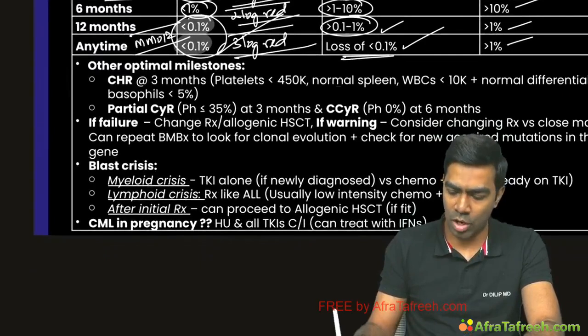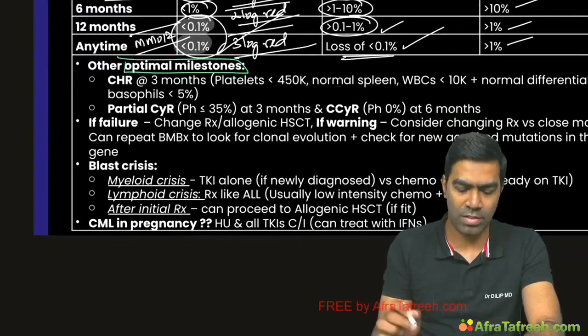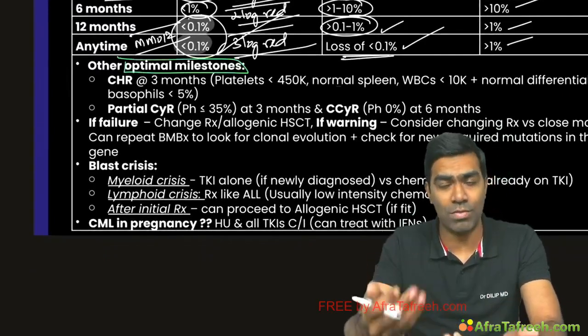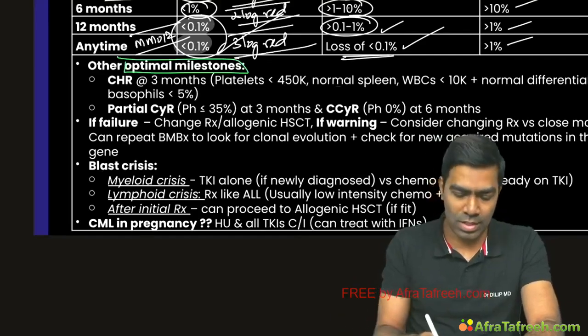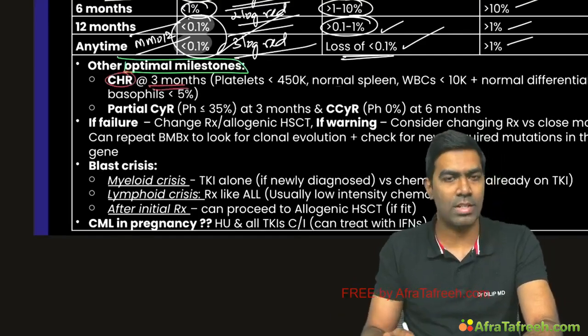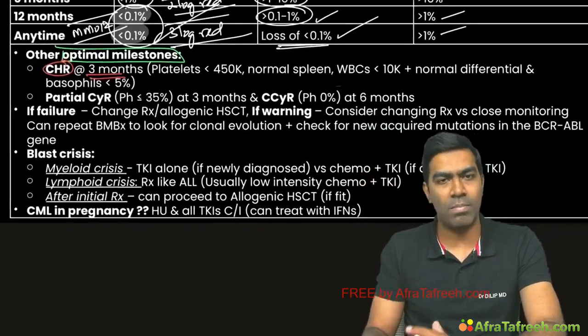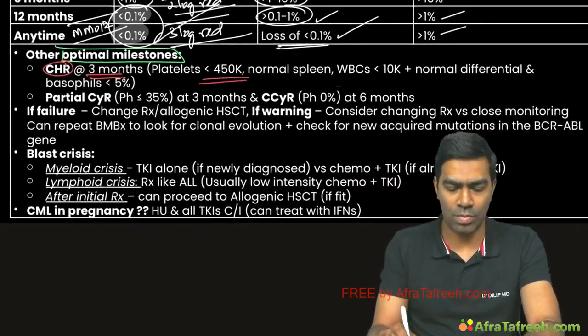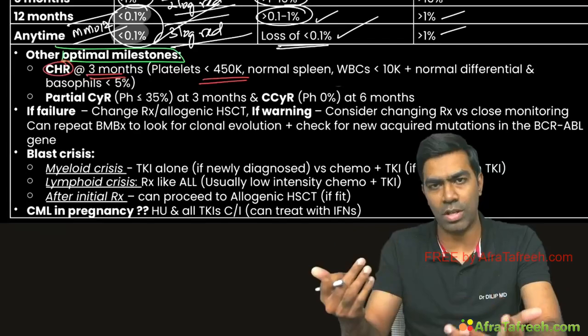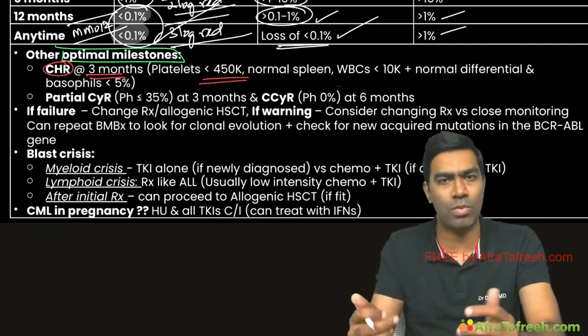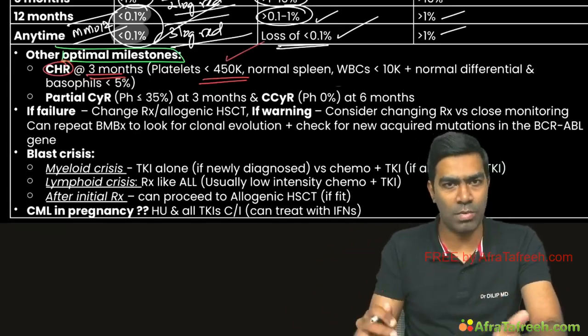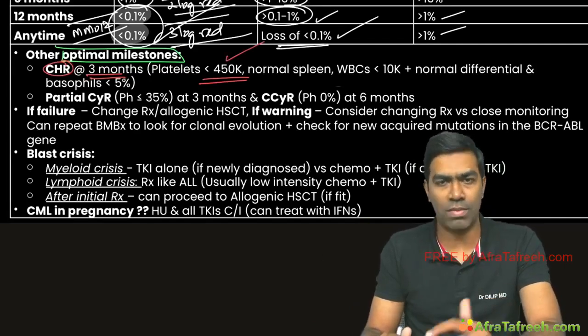So what are the other optimal milestones that you can try to achieve? Or we can say that you have to achieve. First is complete hematological response. This should be achieved at 3 months. What do you mean by a complete hematological response? Platelet count should become normal. Usually most patients in chronic phase at the time of starting therapy have thrombocytosis. So they should have a normal platelet count of less than 450,000.